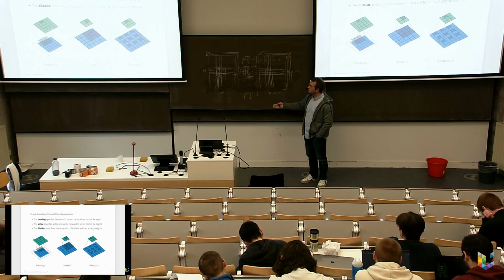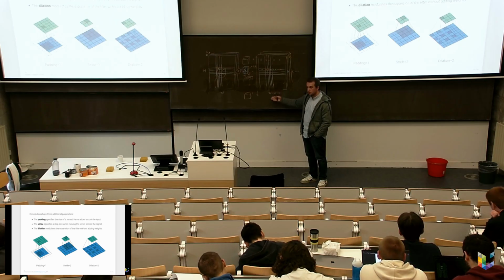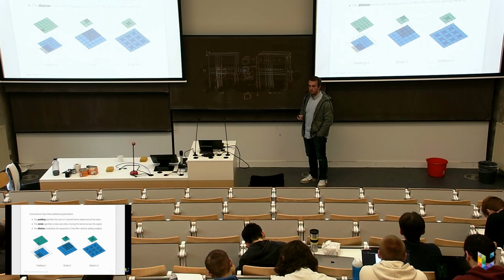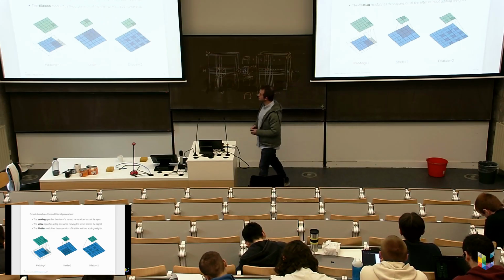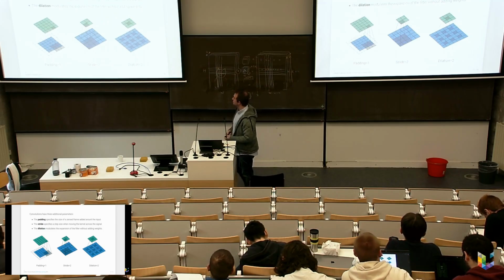For example, if you have a stride of 1, you preserve more or less the size of the input. If you have a stride of 2, you divide both the width and the height of the output by a factor of 2. Okay, so you make it twice smaller. If you use a stride of 3, then you make it 3 times smaller.